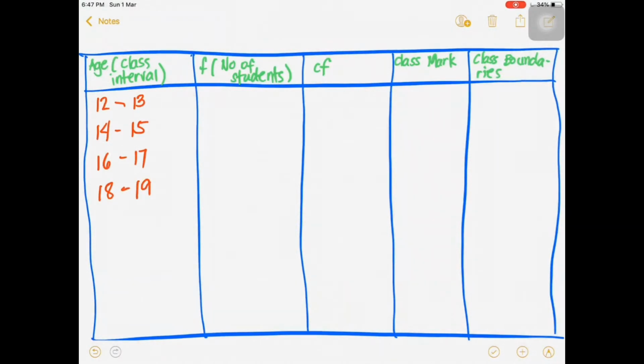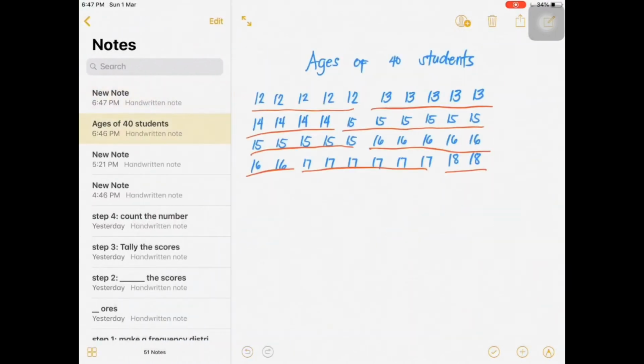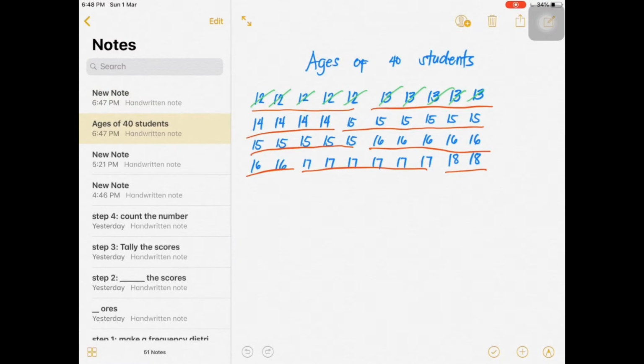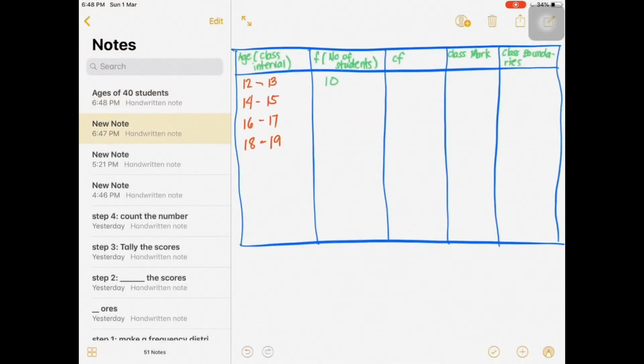So next, we will count the number of students. Let's start in ages 12 to 13. 1, 2, 3, 4, 5, 6, 7, 8, 9, 10. So we have 10. We will write it here on the F column. Okay. Next, students ages from 14 to 15. So we'll count it again. 1, 2, 3, 4, 5, 6, 7, 8, 9, 10, 11, 12, 13, 14, 15. So there are 15 students.